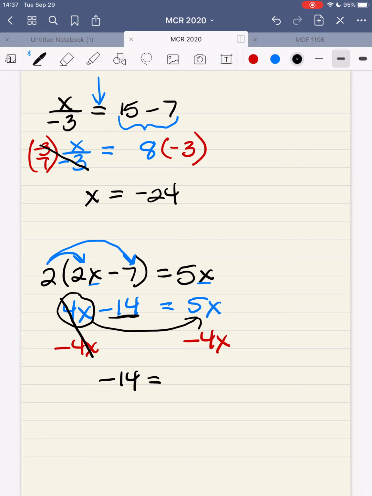So I have 5 minus 4, which is 1. And it's 1x or just x. And it doesn't matter that it's on that side. I don't care if it's over there as long as it's by itself. If you wanted to reverse it because it makes you happy, you have x is equal to -14. You just switch them around. Okay?